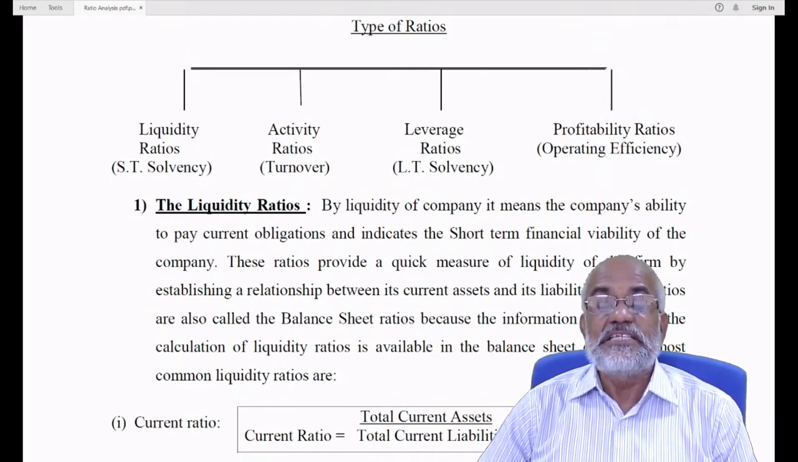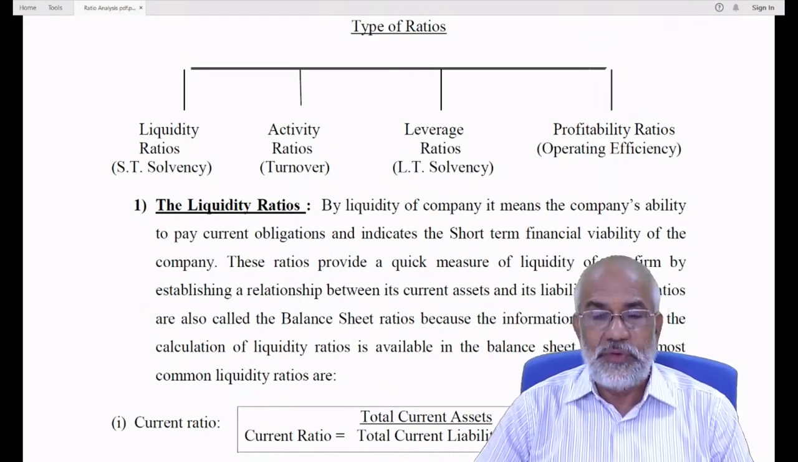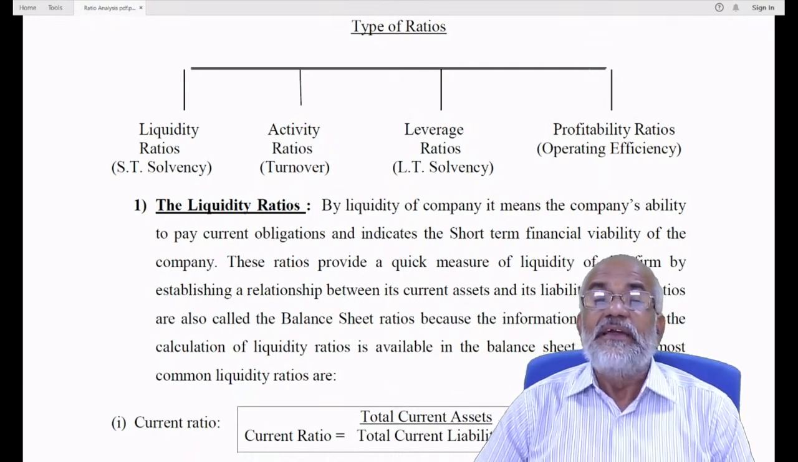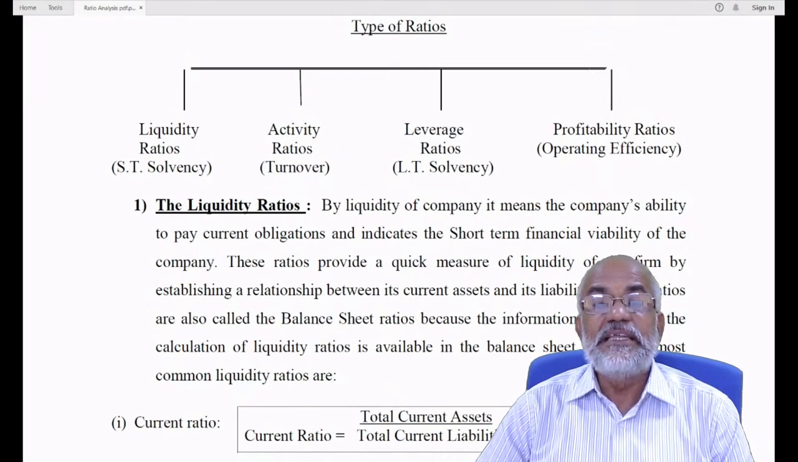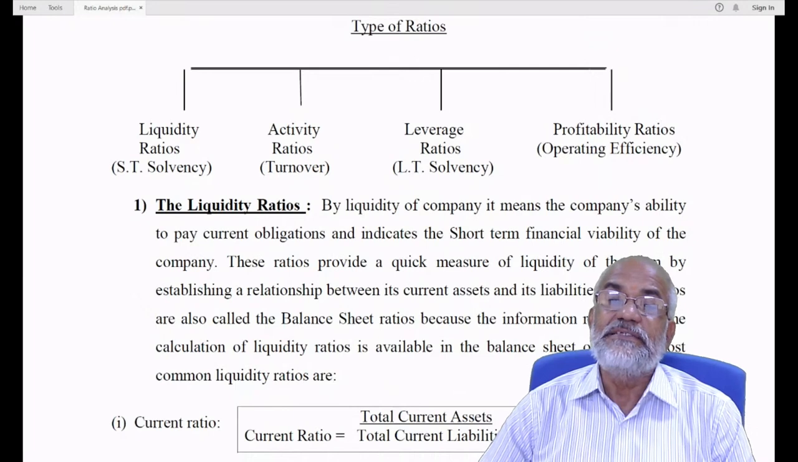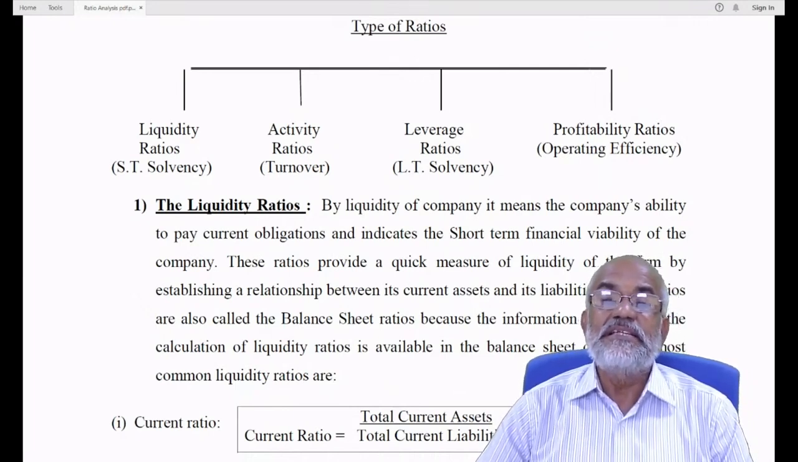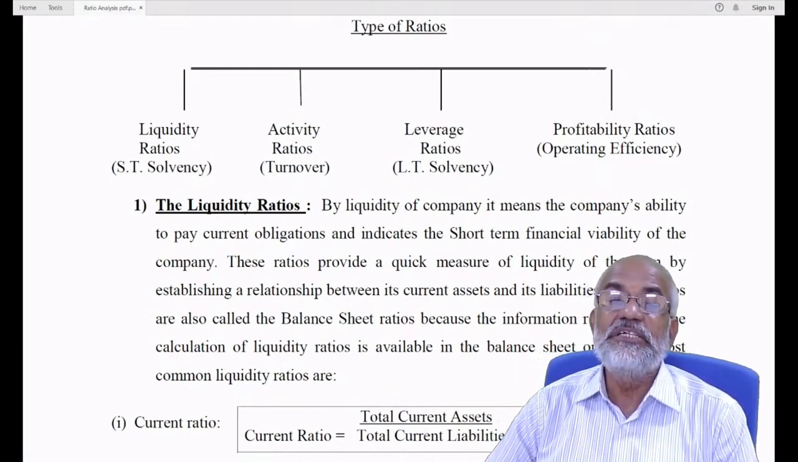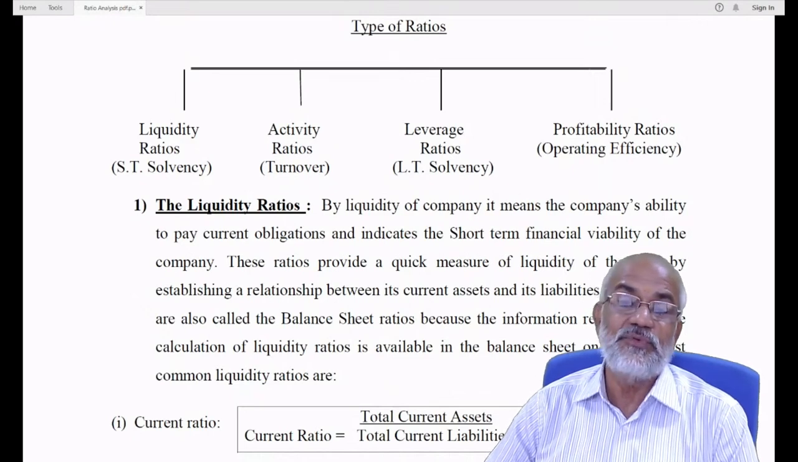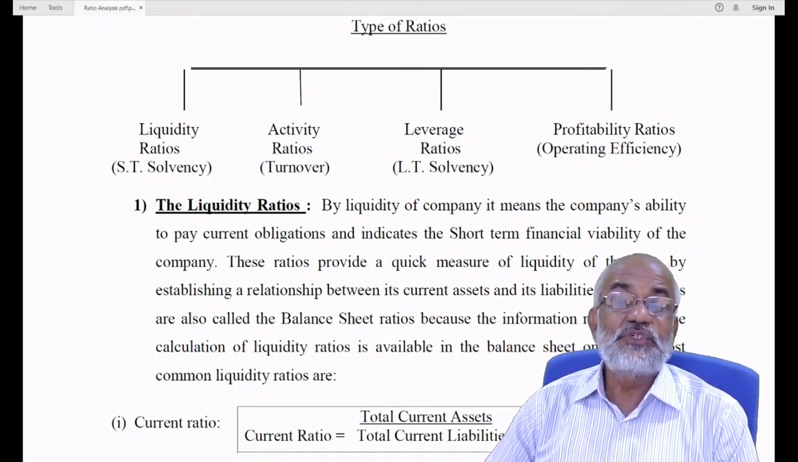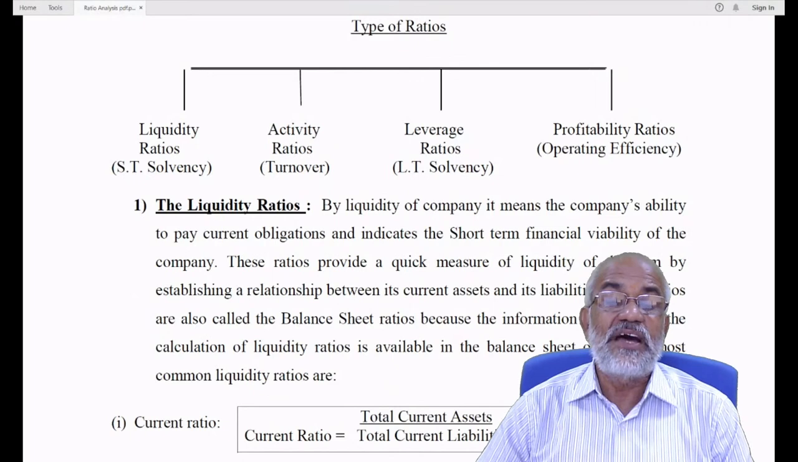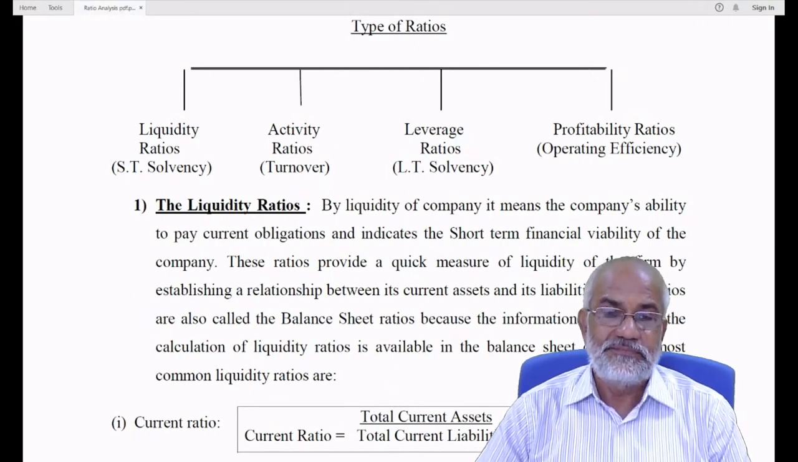So the ratios coming under this liquidity category provide a unique measure of liquidity of the firm by establishing a relationship between its current assets and current liabilities. These ratios are also called the balance sheet ratios because the information required for the calculation of liquidity ratios is available in the balance sheet only. The most common liquidity ratios are, the first one, the current ratio.